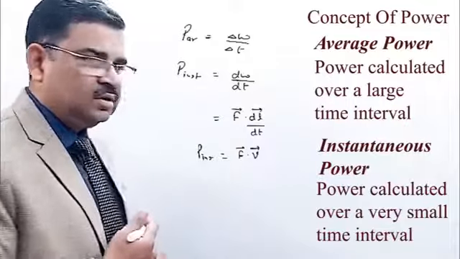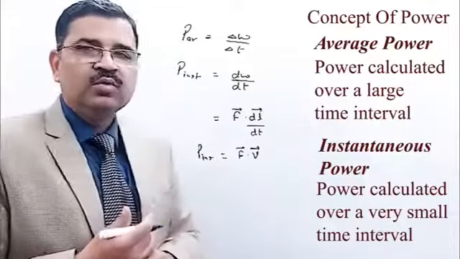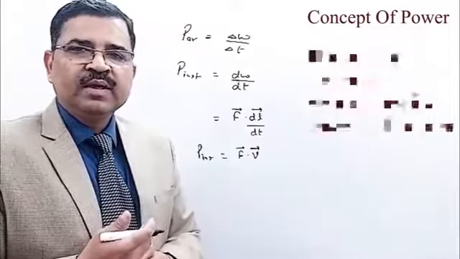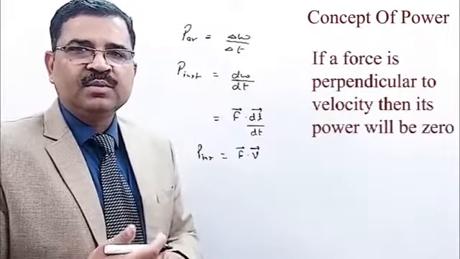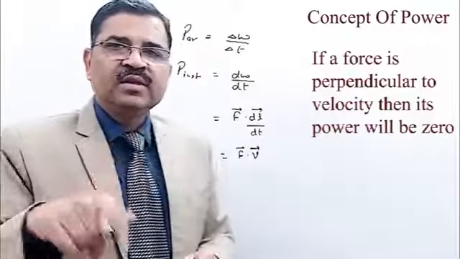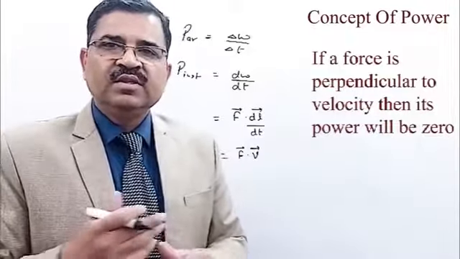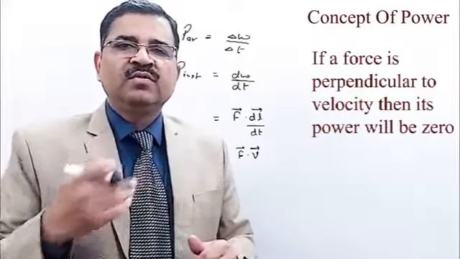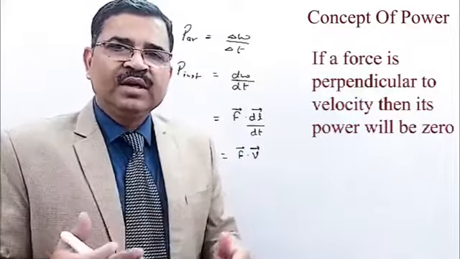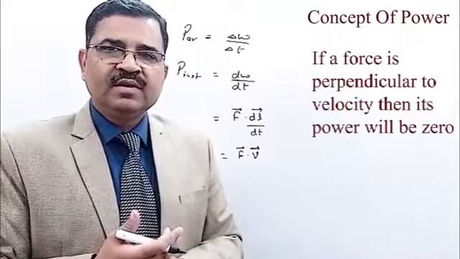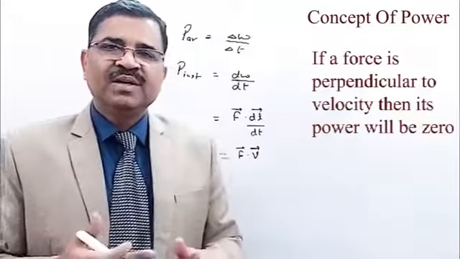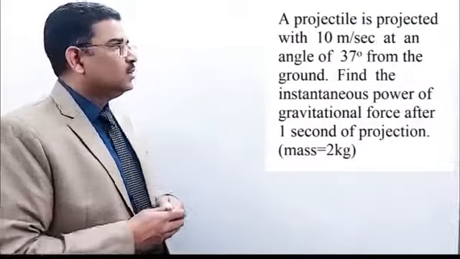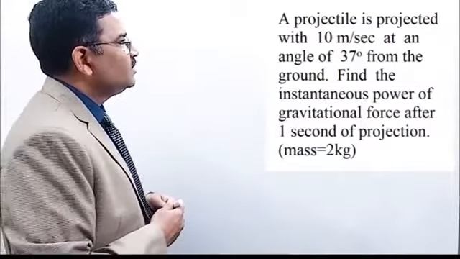force and velocity. So if the force is perpendicular to velocity, the instantaneous power supplied by the force will be 0. And the example of this is the centripetal force. When a body moves in a circle, its velocity is tangential to the circle, whereas the centripetal force is towards the center of the circle along the radius. So the angle between the force and velocity is 90 degree, and therefore the instantaneous power supplied by the centripetal force is always 0.